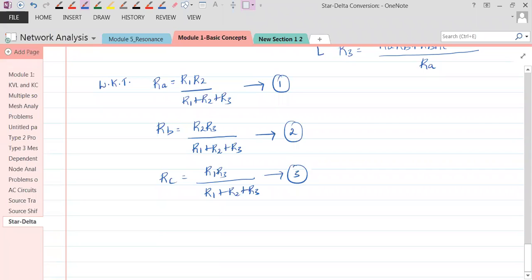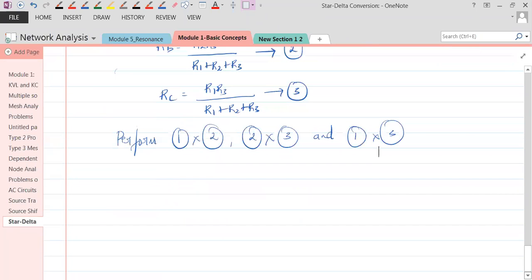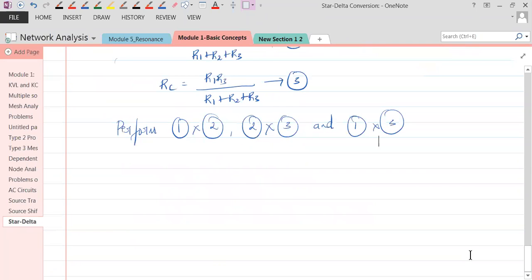Okay. Now perform equation 1 into 2, 2 into 3, and 1 into 3. Equation 1 into 3. So what do we obtain? We obtain 3 more equations. Okay. How do they look?